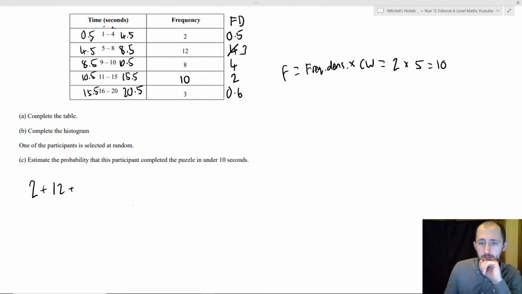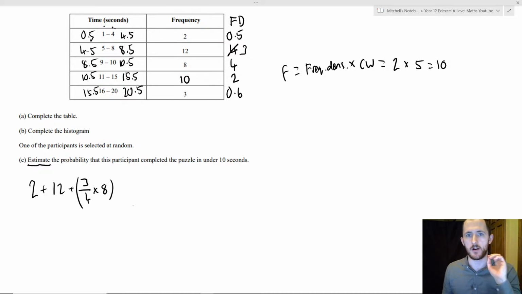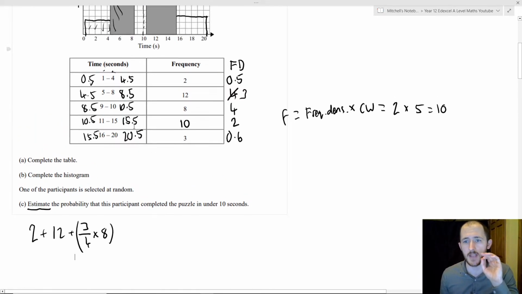So as an estimate, and this is where the word estimate comes in, we're going to take 3/4 of 8, because we're only using 3/4 of the bar. Now this is an estimate because in this grouped data, we don't actually know how it's distributed. The assumption here is that it's uniformly distributed. So there's an even number of 9s and 10s, right? So maybe 4 9s and 4 10s. That's what we're assuming, okay?